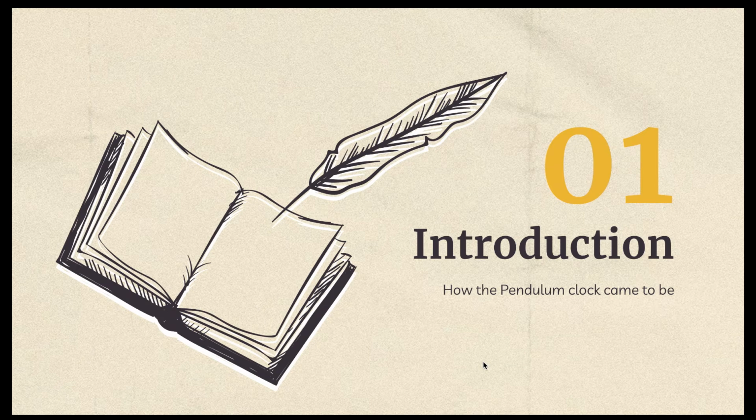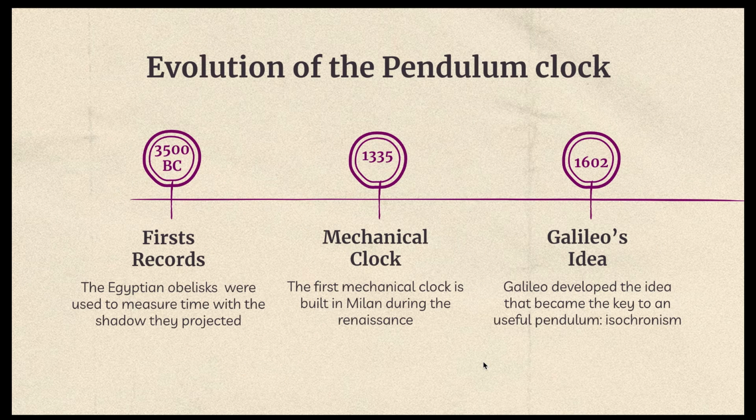My name is Yang Shun Yao, and now I'm going to talk about the evolution of the pendulum clock. In 3500 BC, the Egyptians used their obelisks to measure time with the shadow they projected. This is so far the earliest sundial recorded. In 1335, the first mechanical clock was built in Milan during the Renaissance.